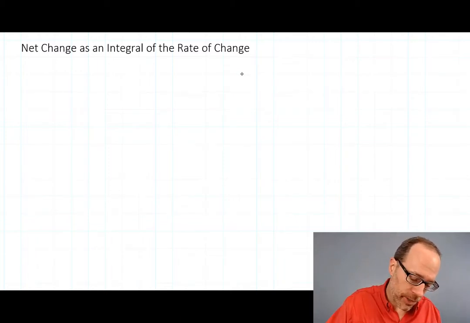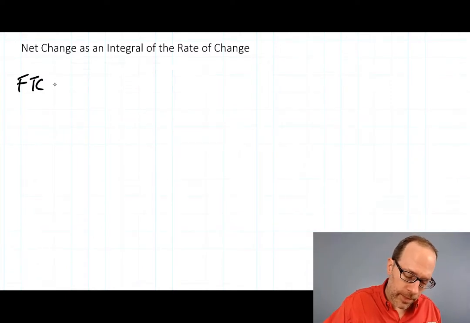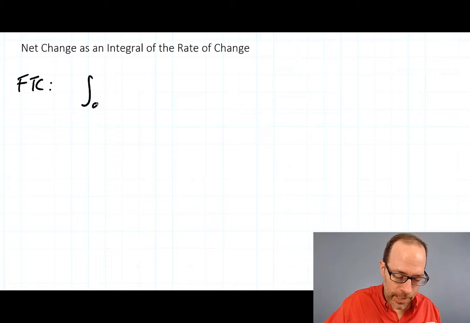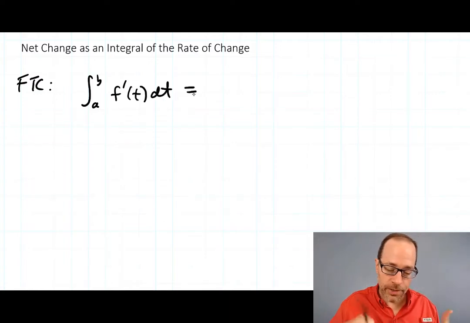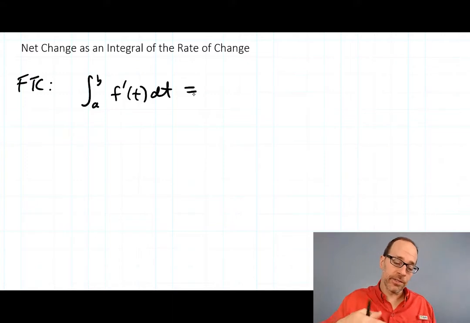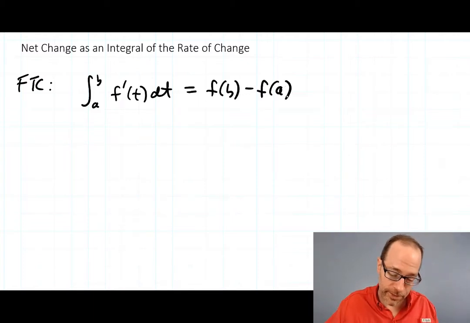Remember, the fundamental theorem of calculus said that if you integrated from a to b, f prime of t dt, well, to do the integral you needed an antiderivative, so an antiderivative of f prime is f, and then you evaluated it from b to a. So that's the fundamental theorem.